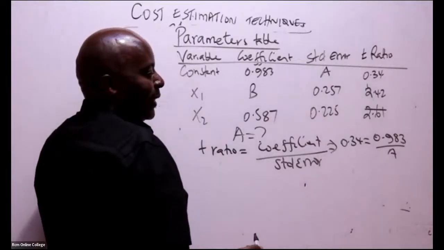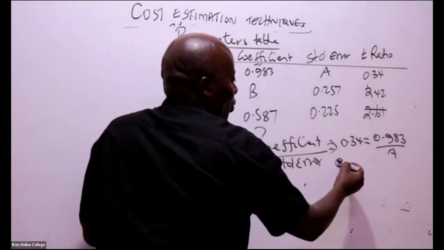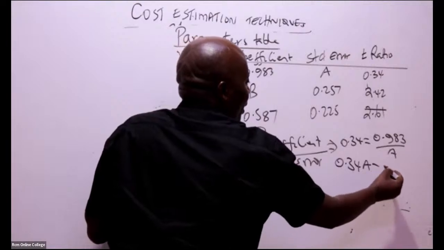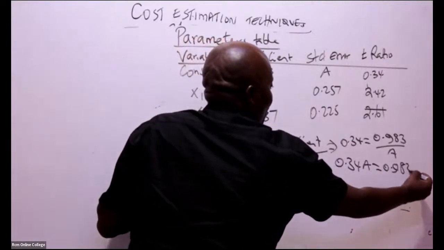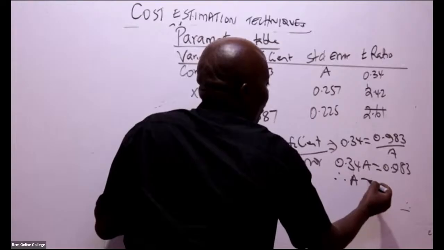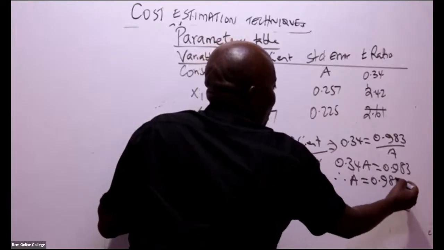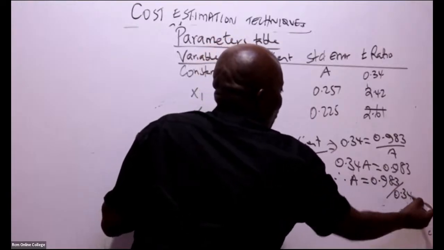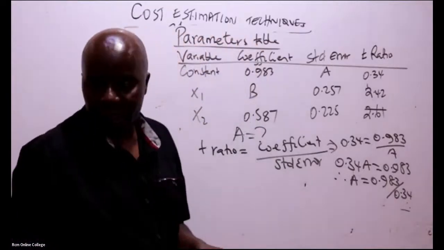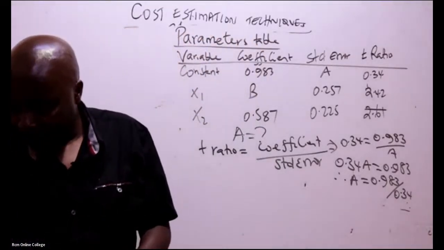So I want us to make A the subject of the formula. So it will be 0.34A equals 0.983. Therefore, A will be 0.983 divided by 0.34. Is there somebody who is able to get this answer? Thank you so much, Robert.